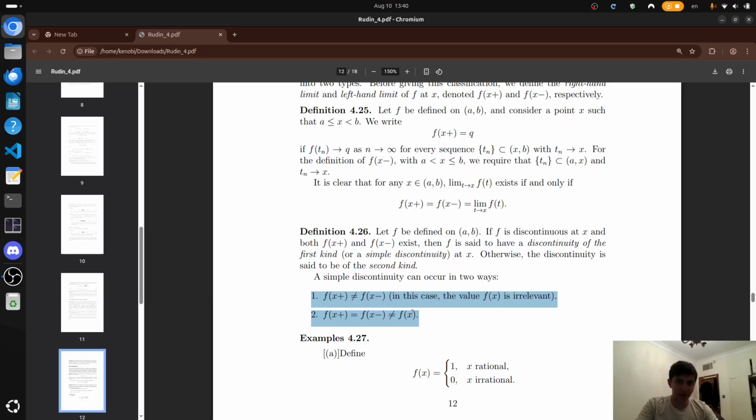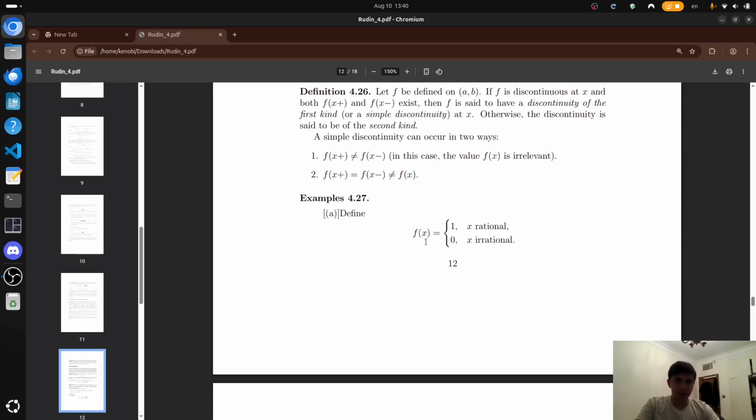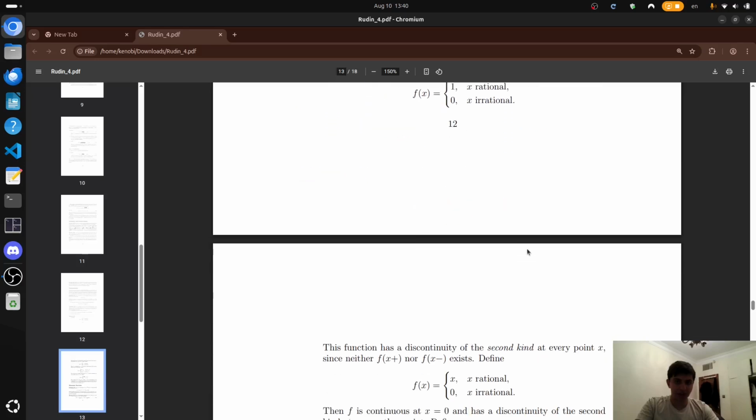The second kind is when f of x from right or left doesn't exist. And we have the following examples. f of x equals 1 if x is rational and 0 if x is irrational. This function has a discontinuity of the second kind at every point x, since neither f of x from right or left exists.